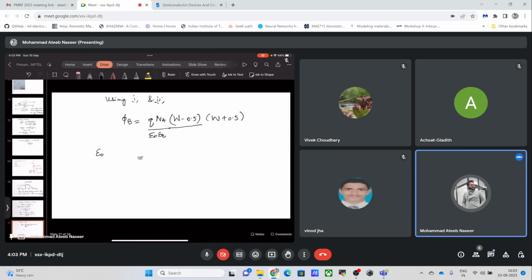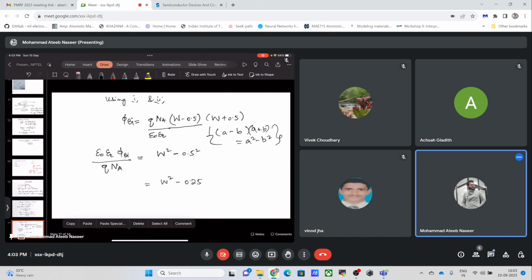If I try to equate it, it is epsilon naught times epsilon r times phi bi, which is the built-in potential, divided by Q times Na, equal to W square minus 0.5 square. Simply I have used A minus B into A plus B is equal to A square minus B square. Okay, we have used this relation. So it simply means this W square is equal to 0.25 plus, and we need to find these values: epsilon naught into epsilon r into phi bi.